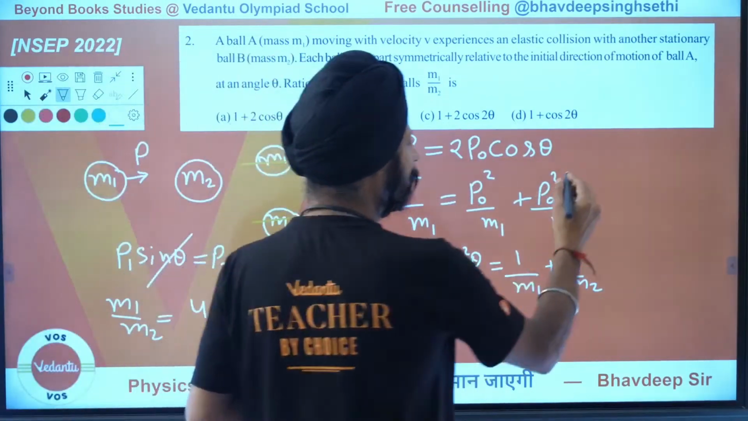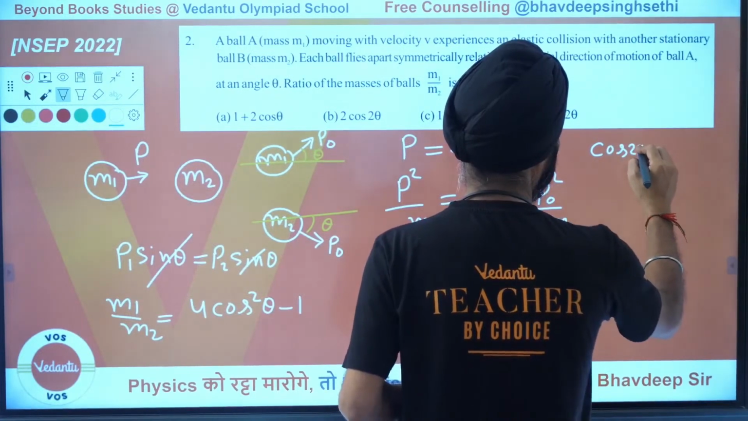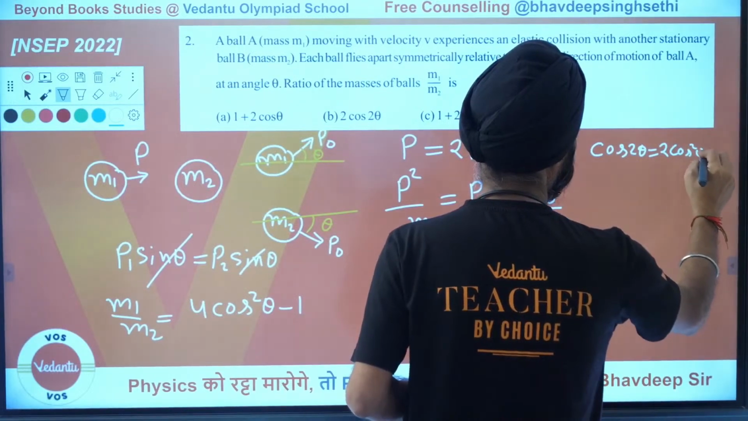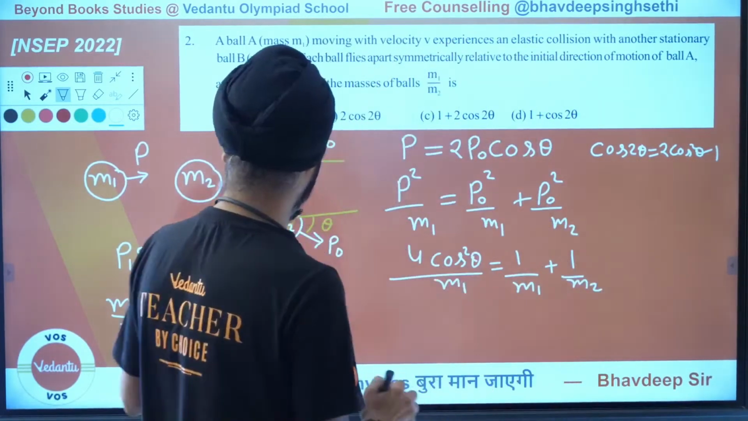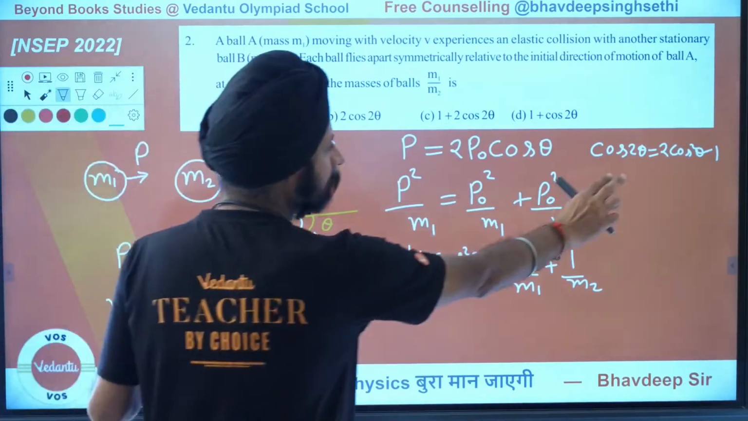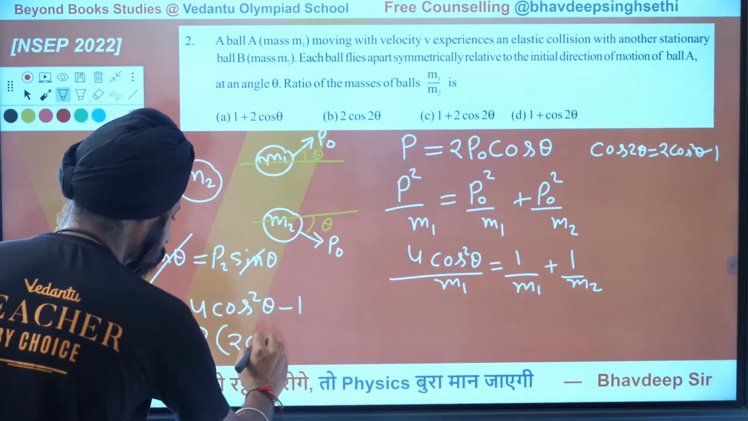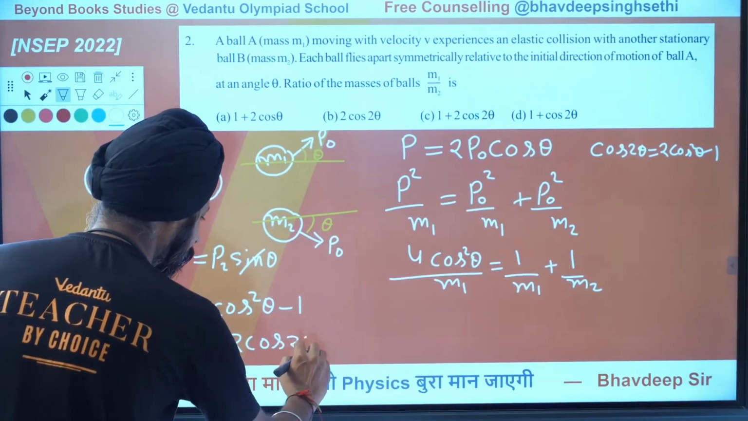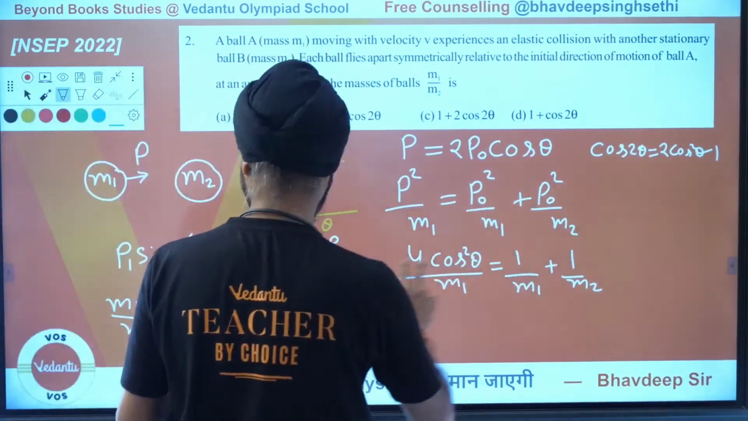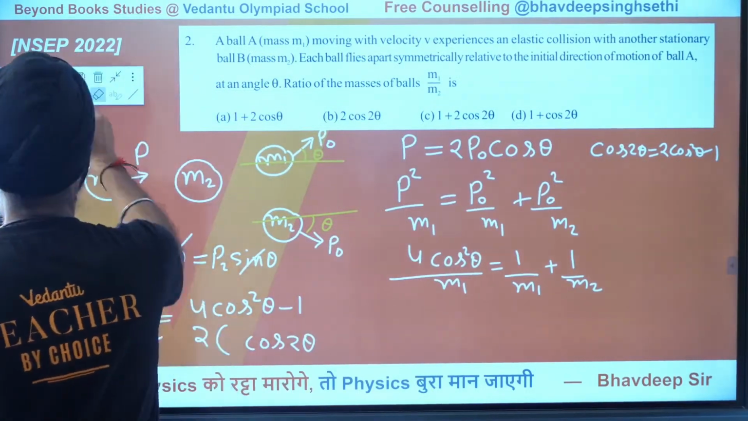Not a big deal. So what is cos 2 theta? Cos 2 theta will be 2 cos square theta minus 1. So what is 2 cos square theta? You borrow 2 from here. So 2 cos square theta is cos 2 theta plus 1. So 2 cos square theta is cos 2 theta, my bad, cos 2 theta plus 1.